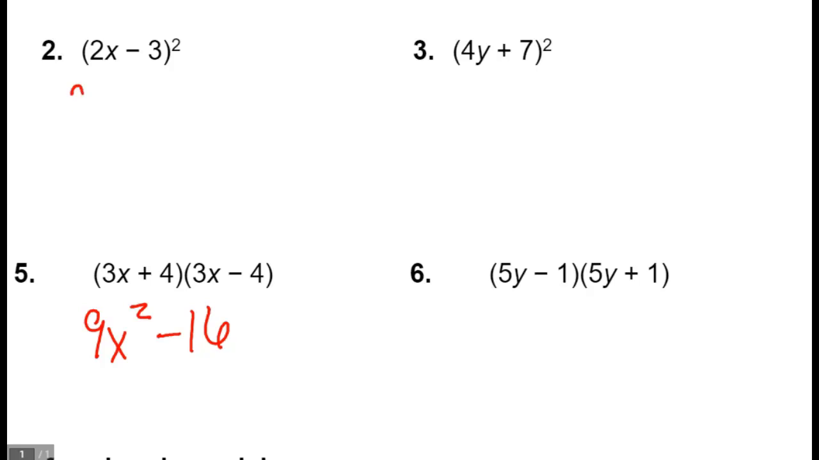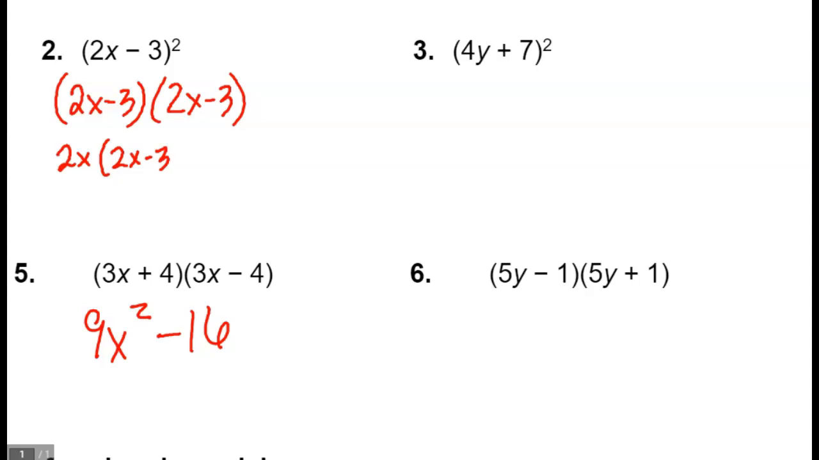So when it's squared, that means I have two of these. So then I separate the first one, which I know is the same as the second one. And then you gotta be careful, I have a minus sign there, so I have minus 3 times 2x minus 3. So I'm just doing the distributive property.